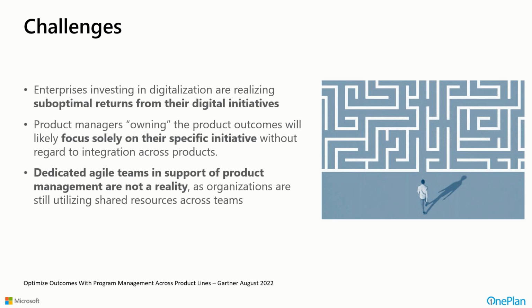And the move towards more agile approaches, with the idea of having dedicated agile teams that are specialized on all dimensions of delivering those products, is not really reality today, because organizations are still shifting and sharing resources and not really having dedicated teams or stable teams, as they call it.